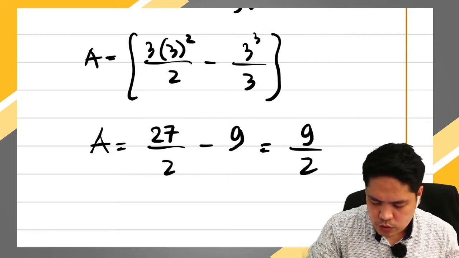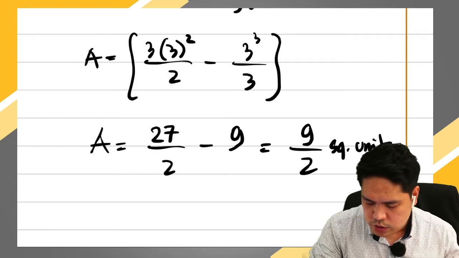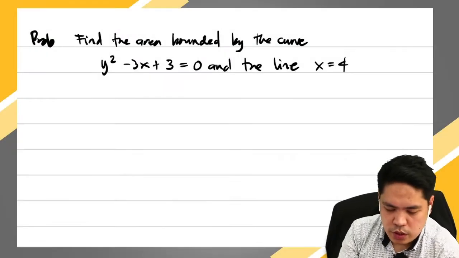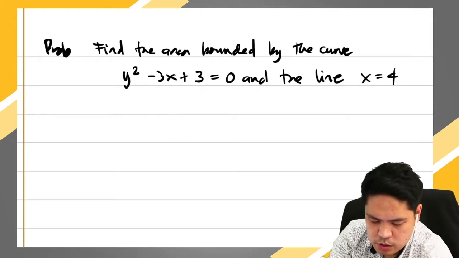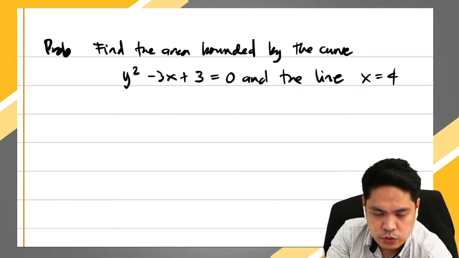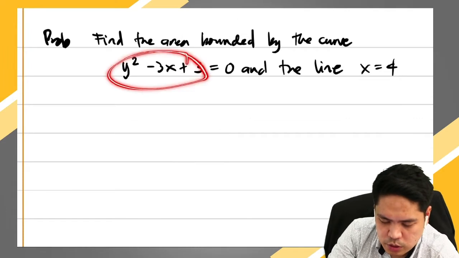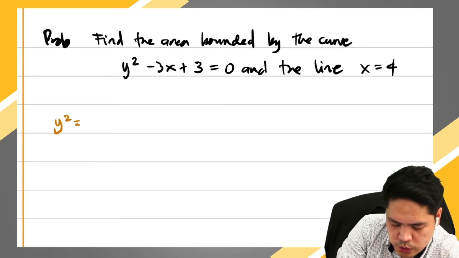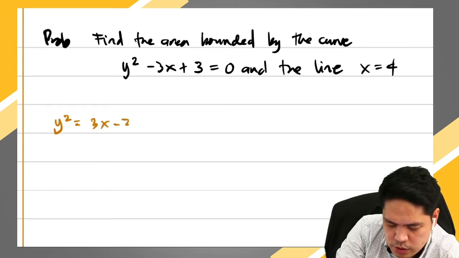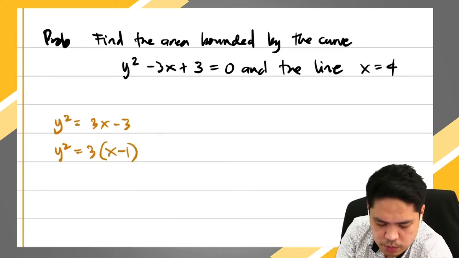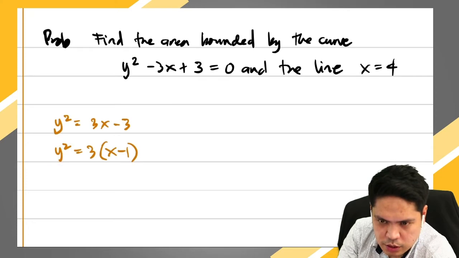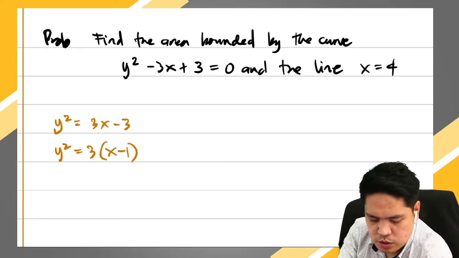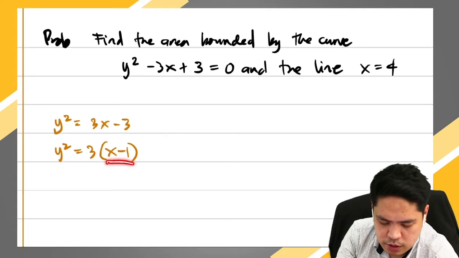So let's find the area bounded by the curve y squared minus 3x plus 3 equals 0 and the line x equals 4. This is a parabola opening to the side, actually to the right, because if we transform this equation, y squared is equal to 3x minus 3. That means y squared is equal to 3 times (x minus 1). So this is a parabola opening to the side, with length of latus rectum 3. Then the vertex is at 1, 0, right?